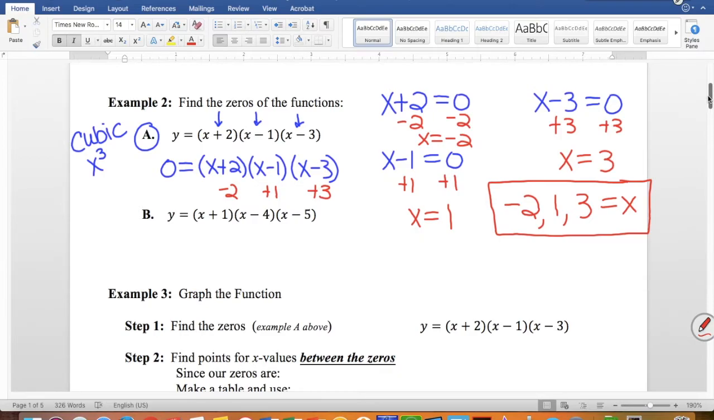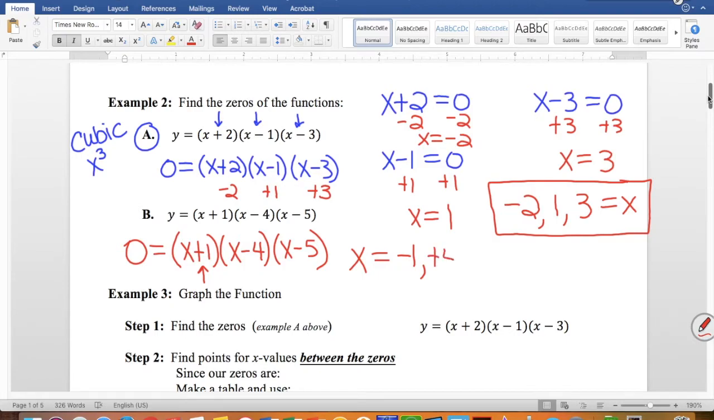So again, let's look at this one. Set this equal to 0. I'm doing this just to show you why I can solve this. And looking at these again, all of my coefficients of x are 1. So I know that basically, since this is a positive 1 right here, x is going to equal negative 1, x is going to equal positive 4, and x is going to equal positive 5.